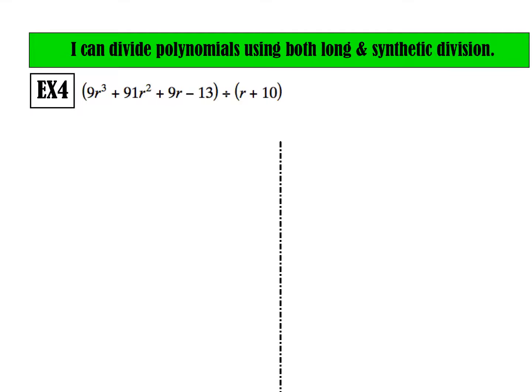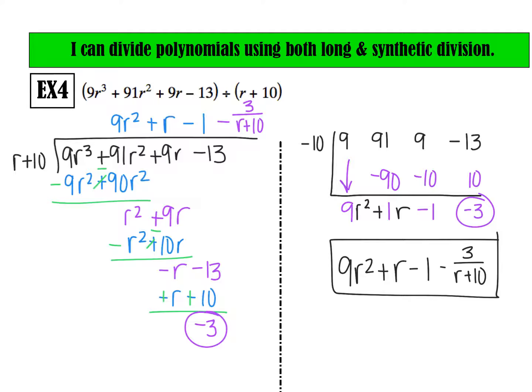All right, so go ahead and pause the video, and I'd like you to try example 4 on your own, doing both long division and synthetic division. All right, so your final answer on this one should be 9r squared plus r minus 1, and then minus the remainder of 3 over r plus 10. So again, if you didn't get that, look over my work and identify your mistakes and write any questions that you have. And so in this case, because I had a remainder, I cannot say that r plus 10 is a factor of this polynomial.